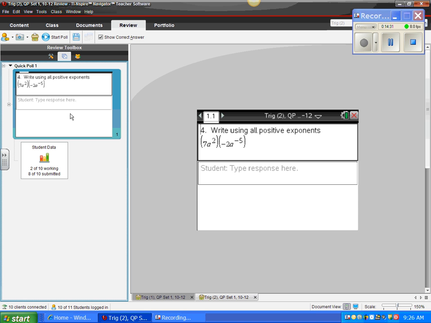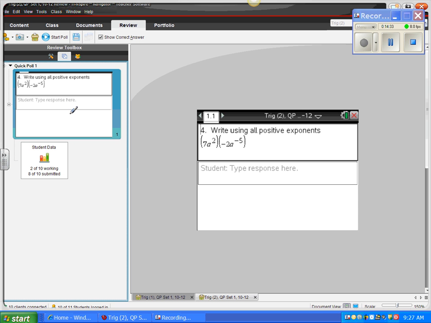All right, so when you multiply like bases, what do you do with the exponents? Say add them. Okay, good. All right, so we get negative 14a to the negative 3, right? That's first step. Don't like negative exponents. How do we get rid of it? Right, we drop it down, right?